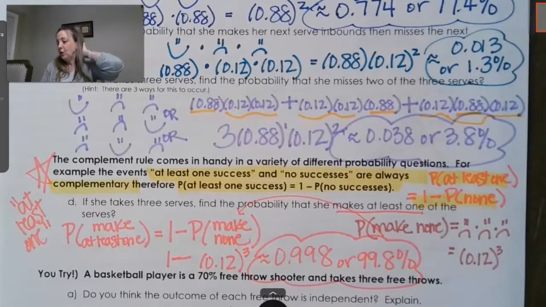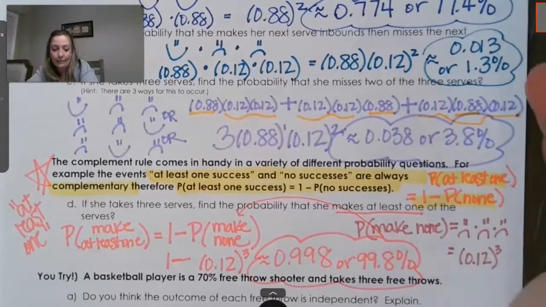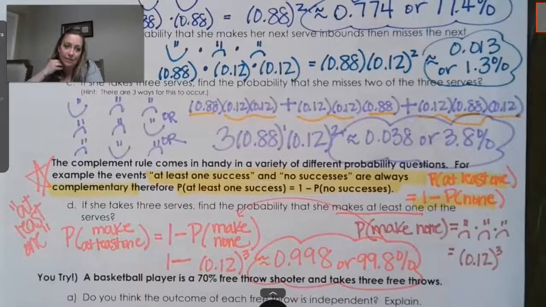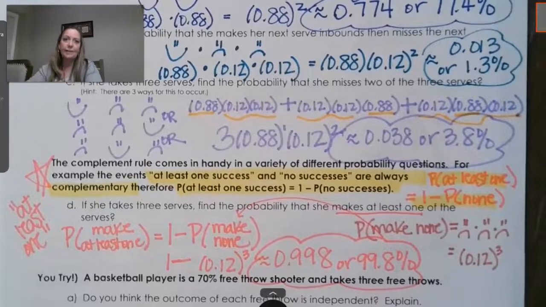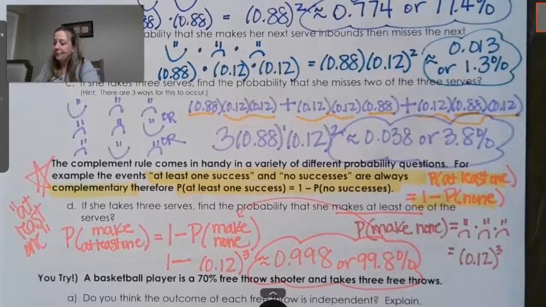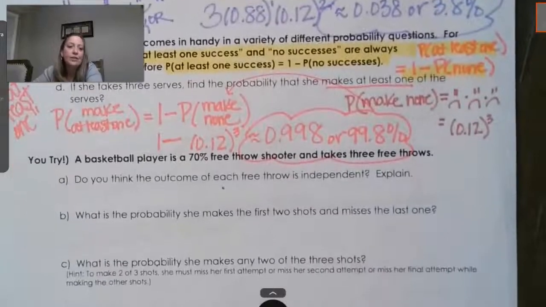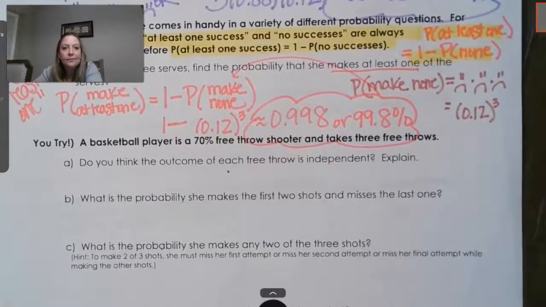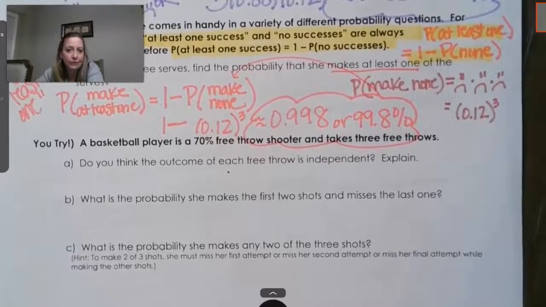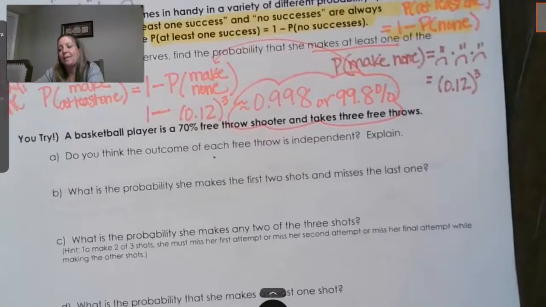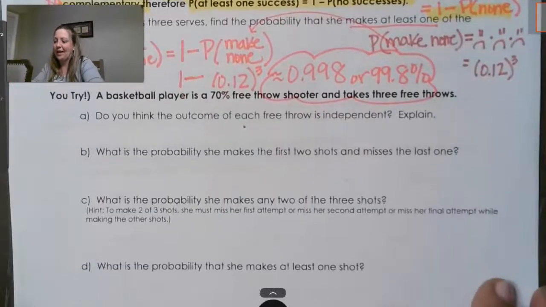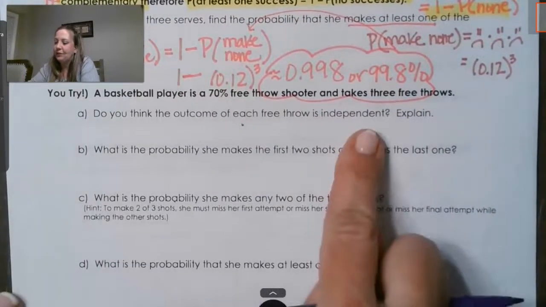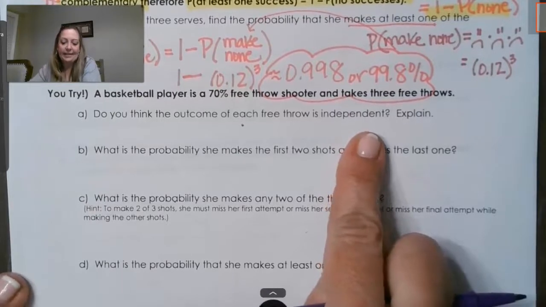Okay. So let's use what we did in example 4, as well as the definitions that we talked about on the front, as far as mutually exclusive, complementary, and the independent values. And I'd like you to try this you-try question. A basketball player is a 70% free throw shooter and takes 3 free throws. I am going to answer the first one with you because I don't want you to sit tight on letter A. It says, do you think the outcome of each free throw is independent? And then explain.